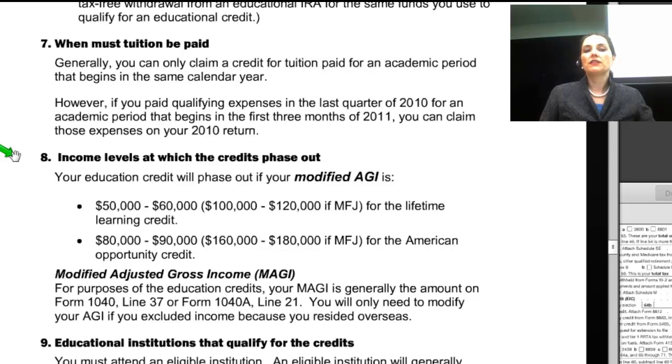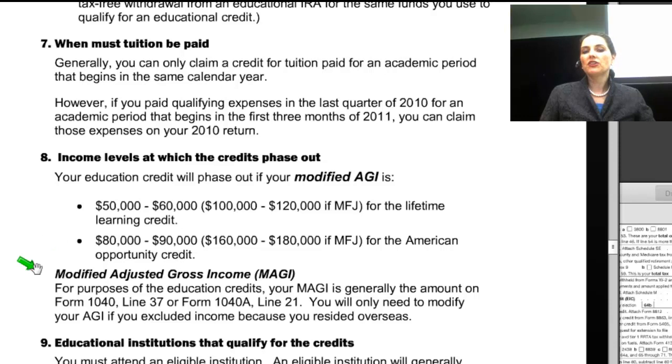Income levels at which the credits phase out. Your education credit will phase out if your modified adjusted gross income is $50,000 to $60,000, or $100,000 to $120,000 on a joint return, for the lifetime learning credit. Phase out is $80,000 to $90,000 for the American Opportunity Credit and $160,000 to $180,000 if you are filing jointly.